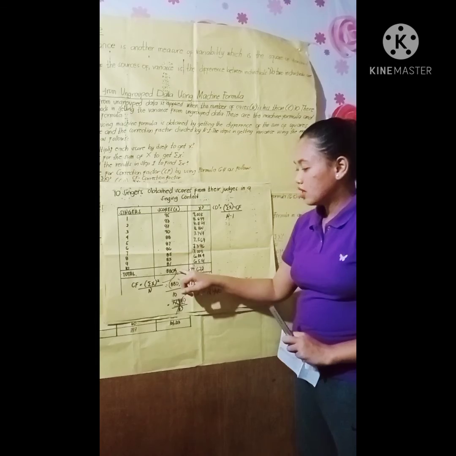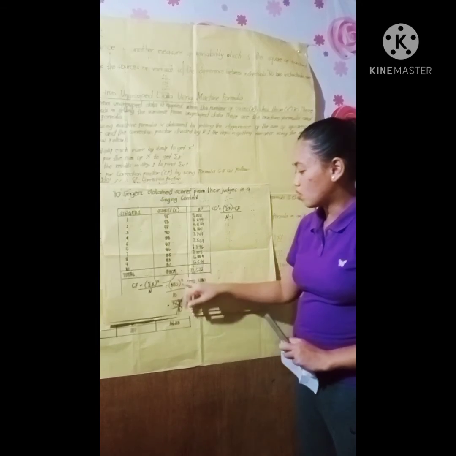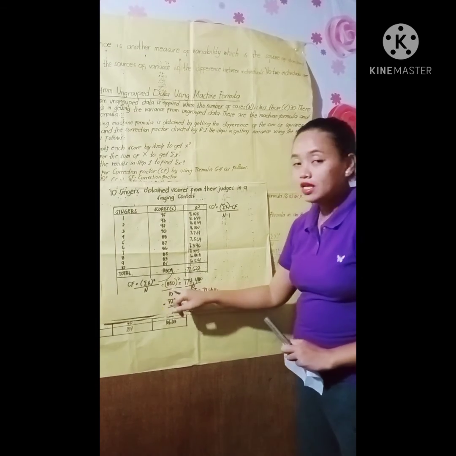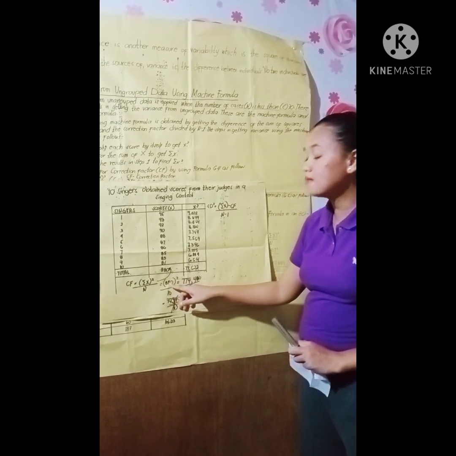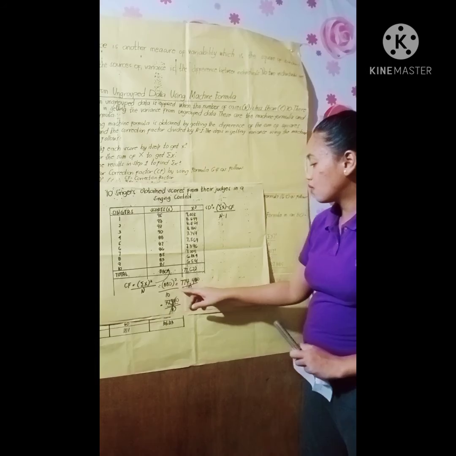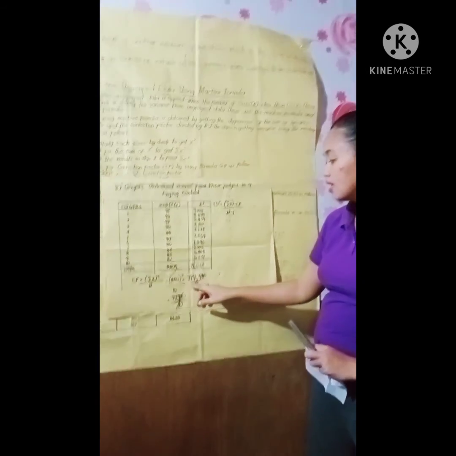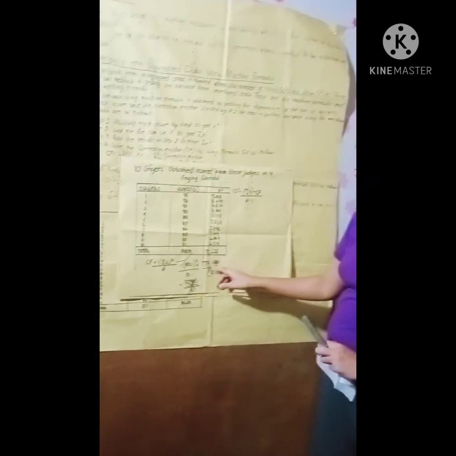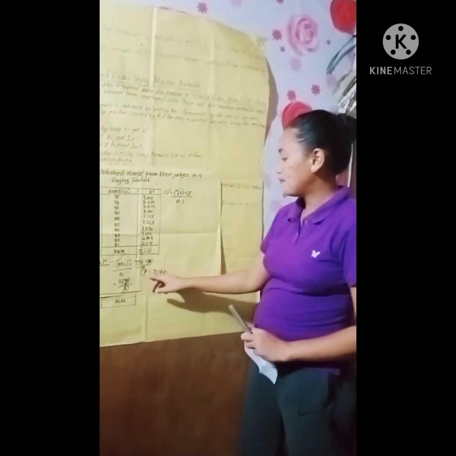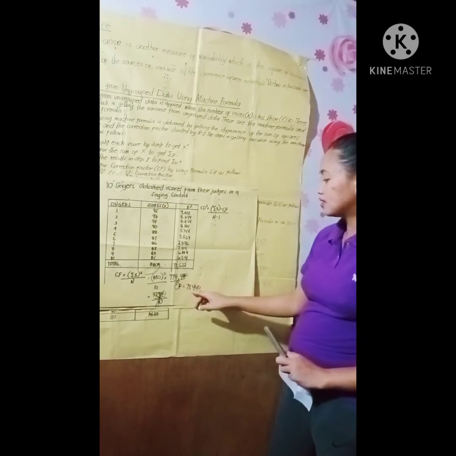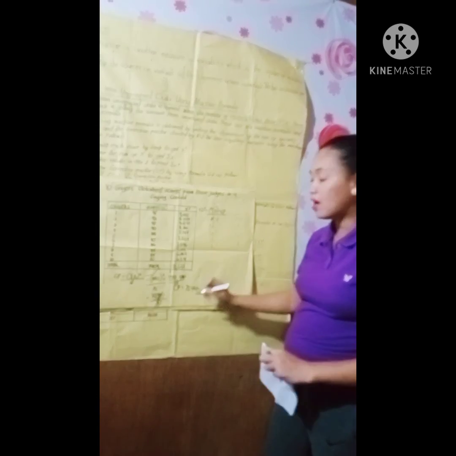880 is obtained from the sum of scores. So, 880 times 880 is equal to 774,400 divided by 10. So, if you divide this, the answer is 77,440. So, this is now our correction factor.